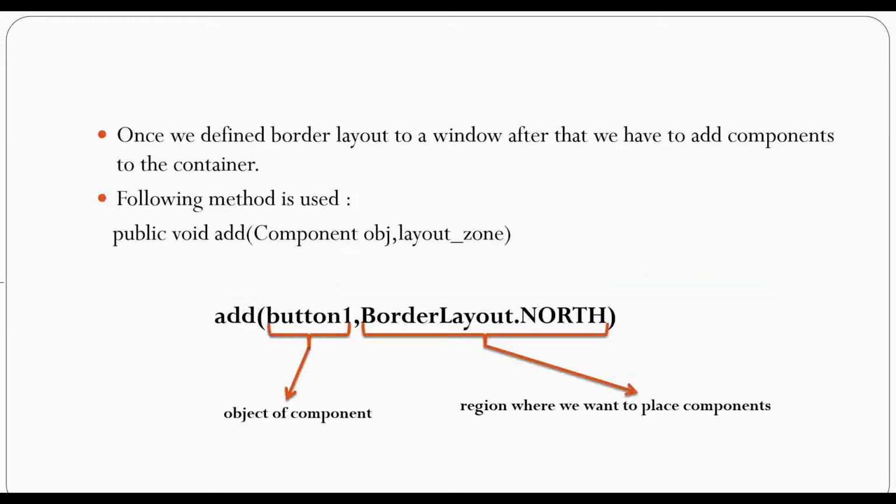Now let's see how to add components in border layout. Once we define border layout, we have to add components to the container. For that this method will be used. This method has two parameters. The first one is the component object and the second parameter specifies the region where we want to place the component in the container. In this example, we add button1, an object of Button, at the north of the container.